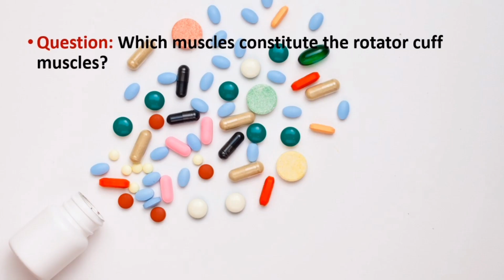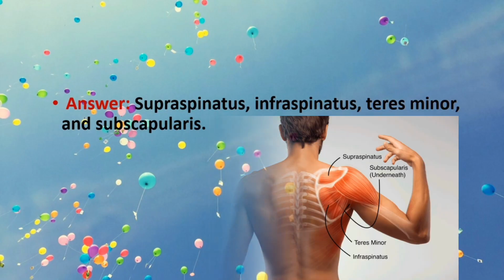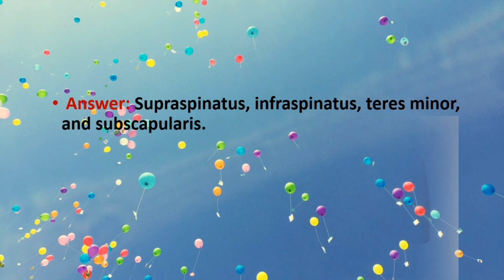Question 1. Which muscles constitute the rotator cuff muscles? Supraspinatus, infraspinatus, teres minor, and subscapularis. These muscles form around the shoulder joint.